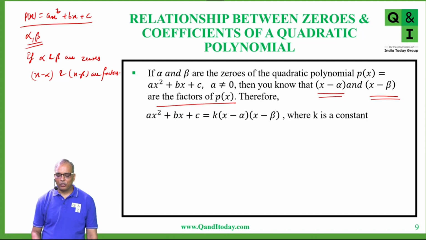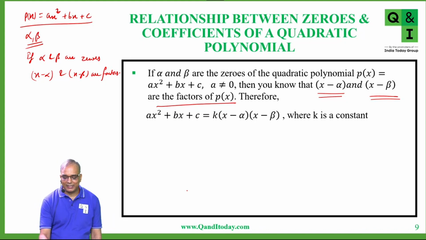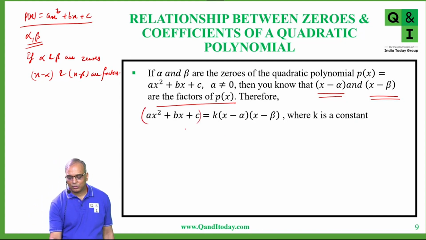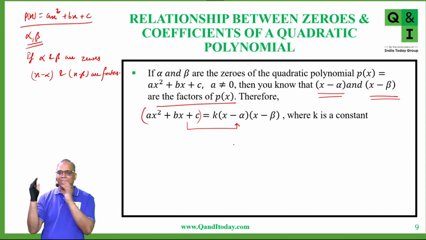So therefore, this ax square plus bx plus c can be written as k times x minus alpha into x minus beta, where k is a constant. So I have split this quadratic polynomial into two factors, x minus alpha into x minus beta.